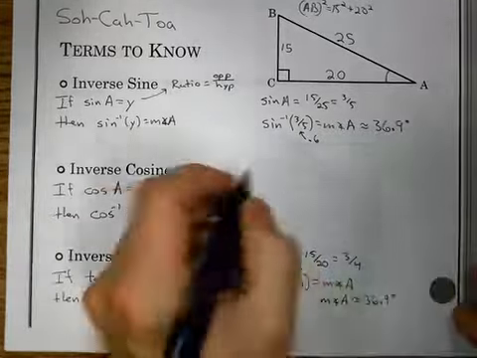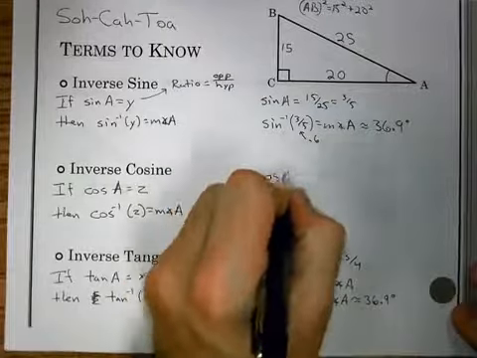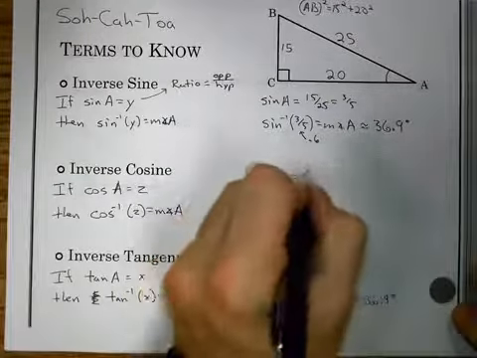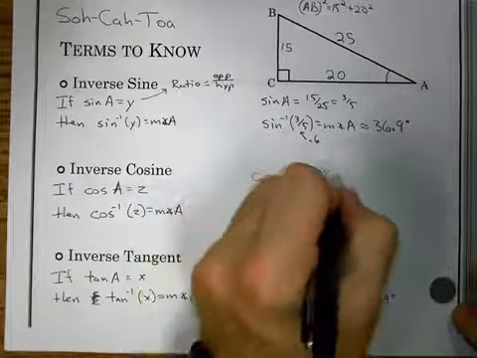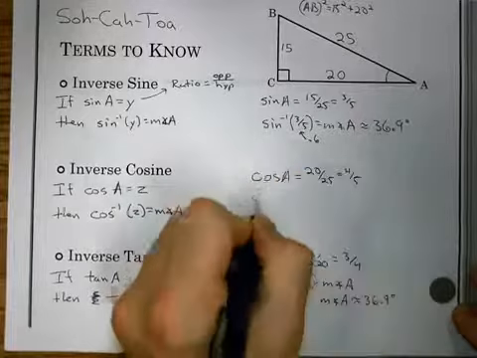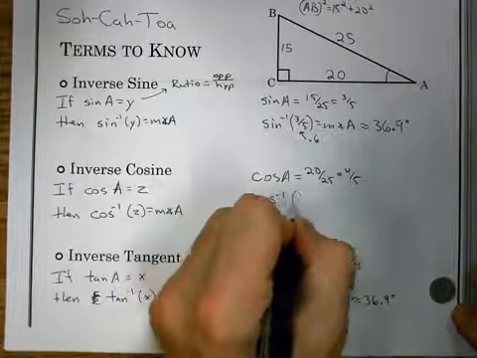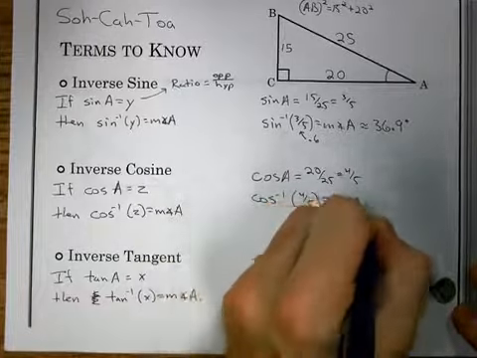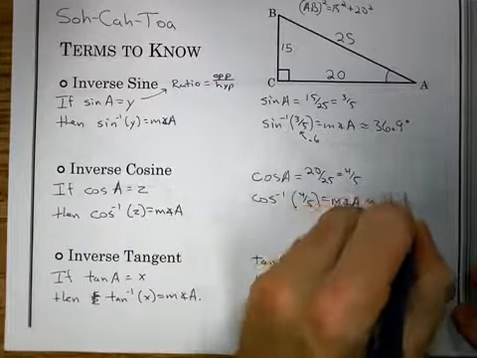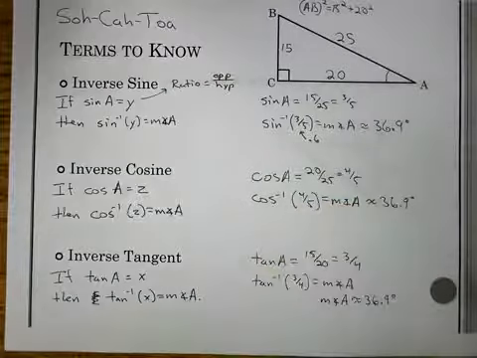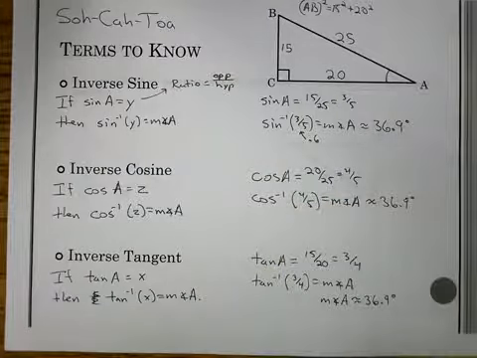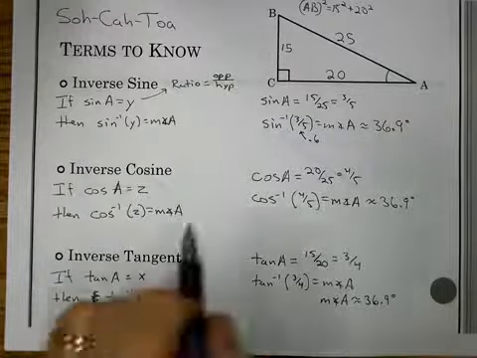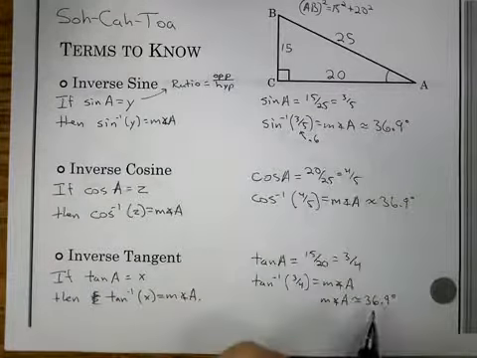Okay, let's finish up. We have cosine of A equals 20 over 25, which is 4/5. So cosine inverse of 4/5, which is 0.8, equals the measure of angle A, and that also comes out to be about 36.9. Now, you're looking, the values are all the same. They should be. We're looking at the same angle. All the inverses that we use do give us the same value for angle A.